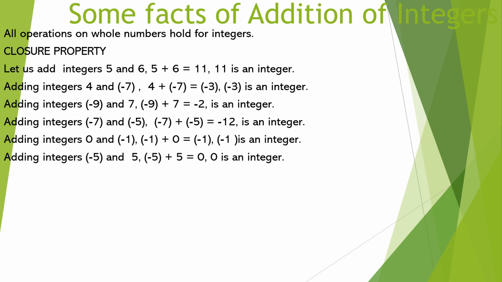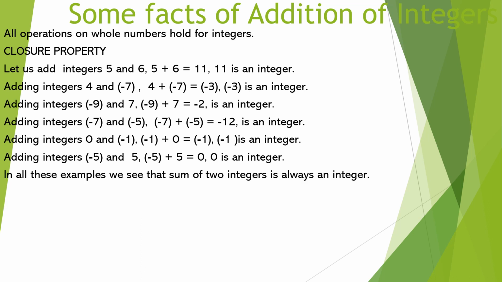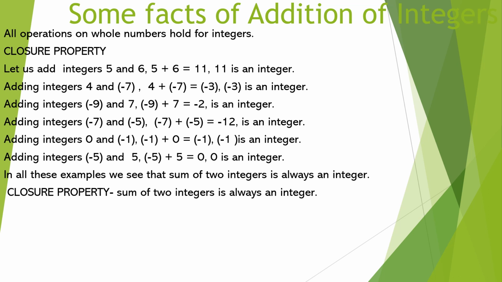Adding integers minus 5 and 5, we get 0. 0 is also an integer. In all these examples, we see that the sum of two integers is always an integer. Closure property states that the sum of two integers is always an integer.